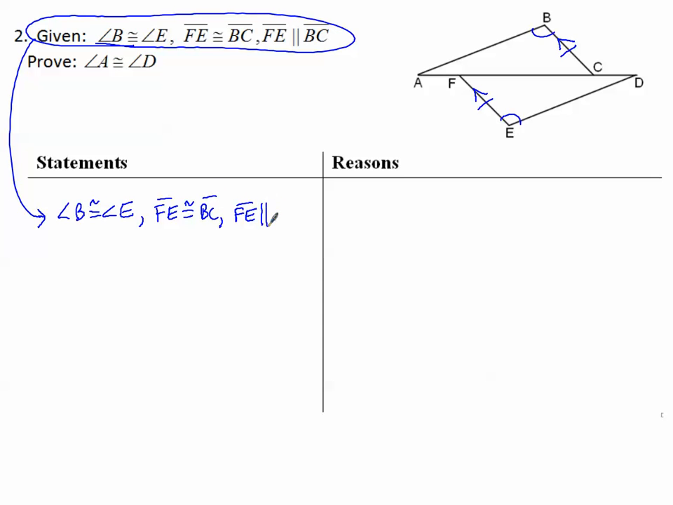And remember, we didn't have to think of it. It was given to us. Why did we mark it? Because it was given information. Now let's figure out what we can use to help us get to what we're trying to prove.